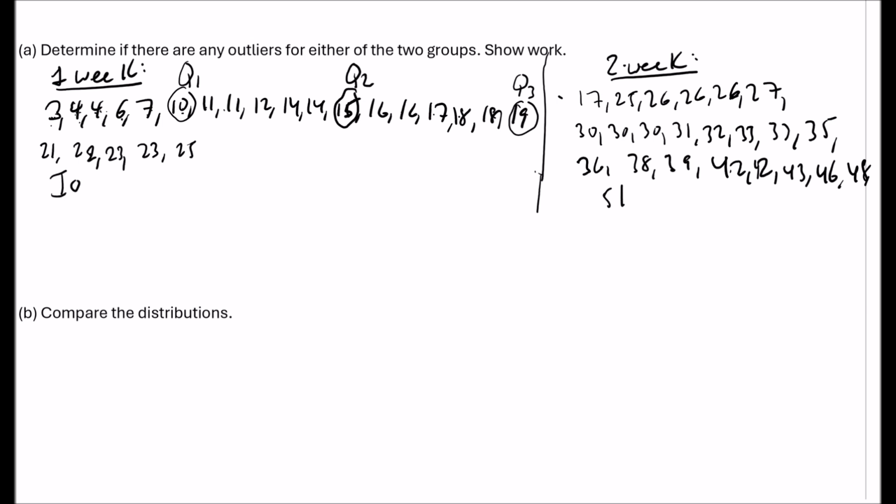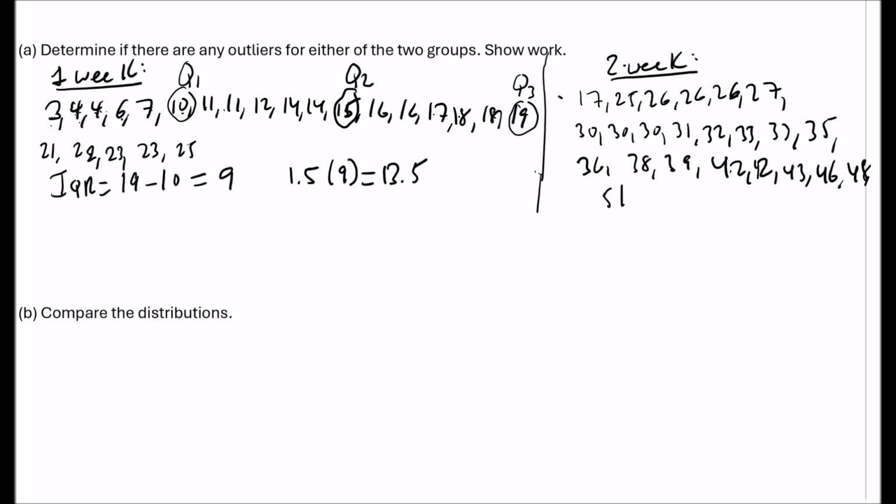So our interquartile range is Q3 minus Q1. So 19 minus 10 is 9. And then we multiply the IQR by 1.5. So we got to do 1.5 times 9. So let me do that real quick. So 1.5 times 9 is 13.5.